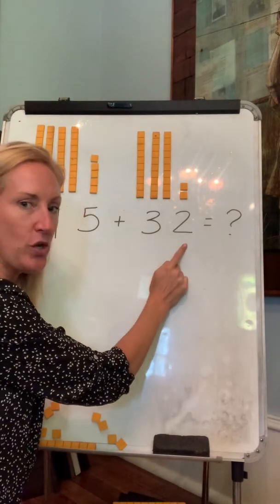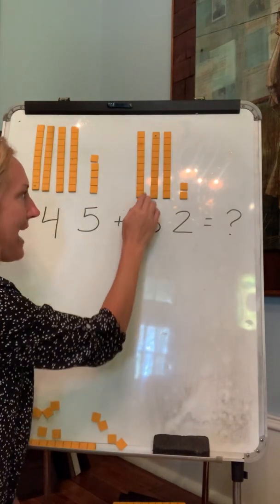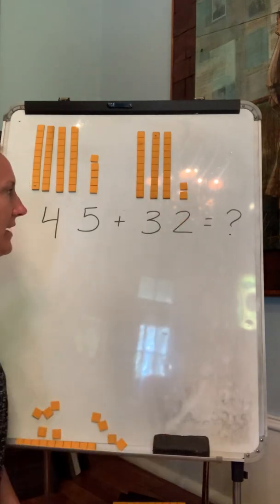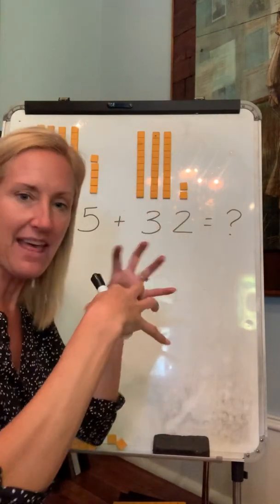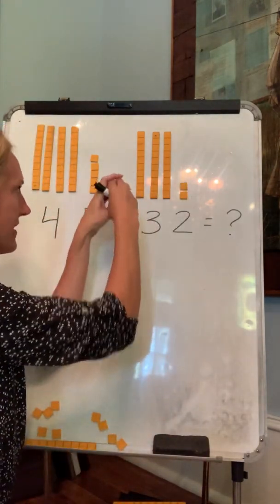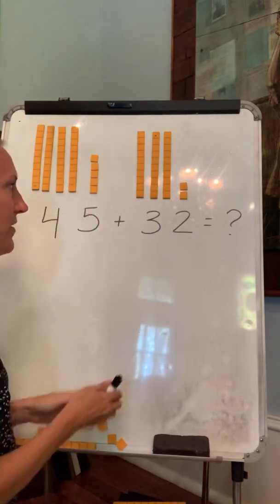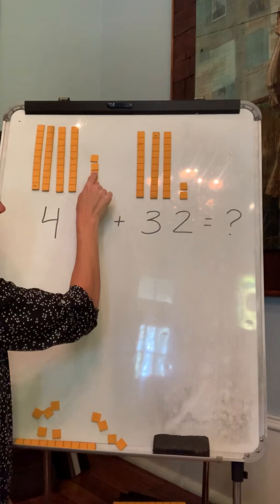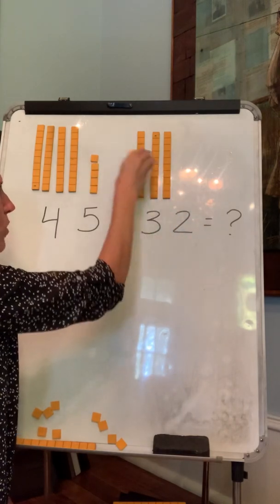For 32, I have 3 tens. 10, 20, 30, and 2 ones. Okay. Now to put those together, we need to keep the ones together and the tens together. So I'm going to start with my ones. Right now I have 5. 1, 2, 3, 4, 5, and I'm adding 2 more.